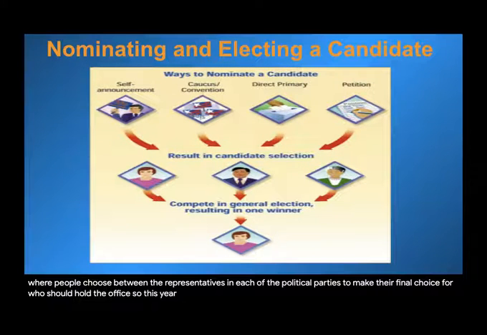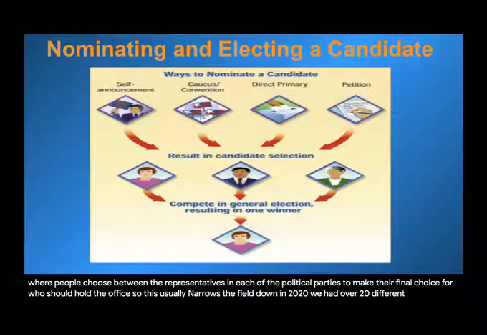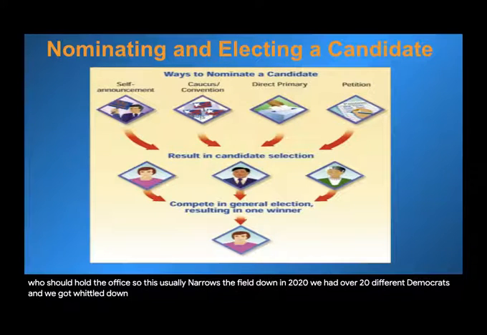So this usually narrows the field down. In 2020, we had over 20 different Democrats, and we got whittled down to just one, Joe Biden, through that process of nominating a candidate.